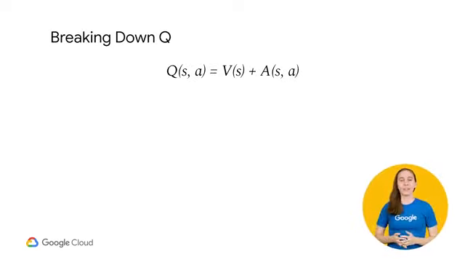Here's the premise. The Q function can be broken down into two functions. One is the value function that we already know and love from TD lambda. It estimates a value based on the state. The advantage function, big A, is how much value of a state changes given an action, or little a.